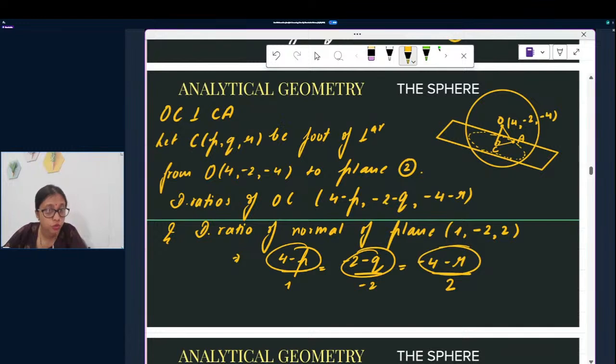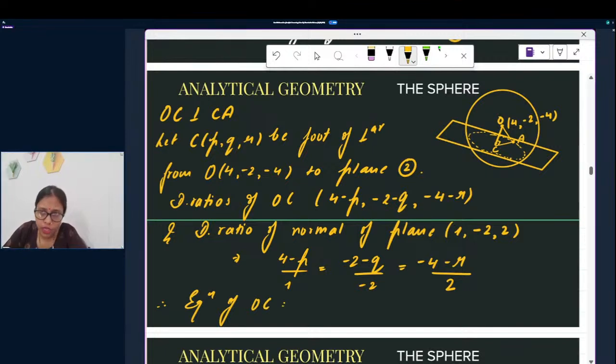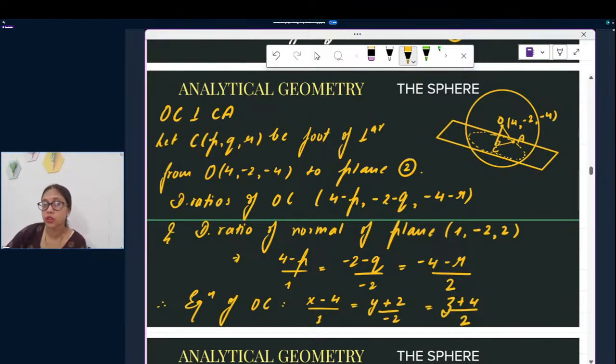These are the direction ratios which are proportionate to 1, minus 2, 2. So 1, minus 2 and 2 are the direction ratios. Therefore, the equation of OC will be: a point is (x minus 4) divided by 1, then (y minus minus 2) divided by minus 2, and (z minus minus 4) divided by 2. This is the equation. From the equation, how do we find that point C? Beta, this is a symmetric form.